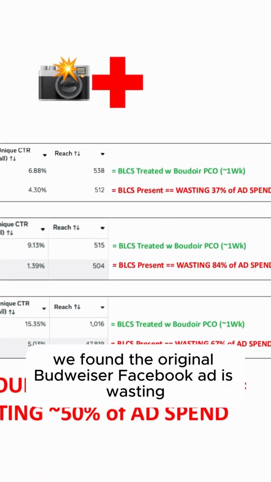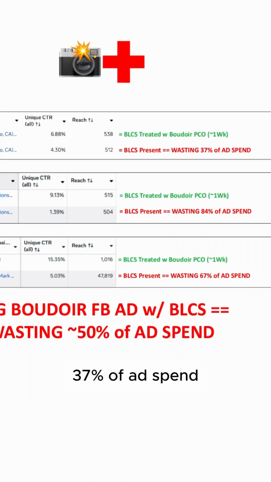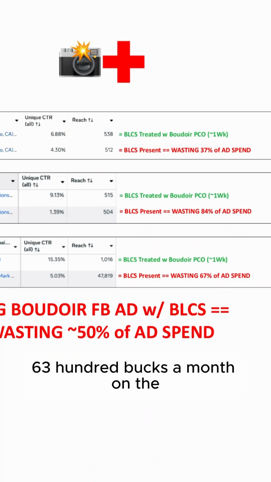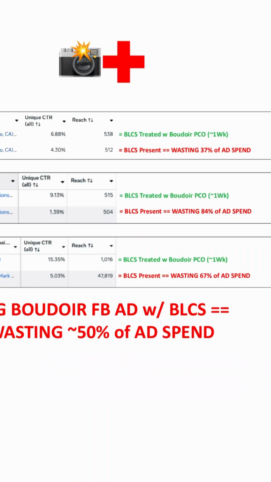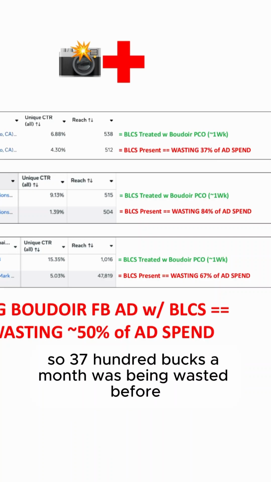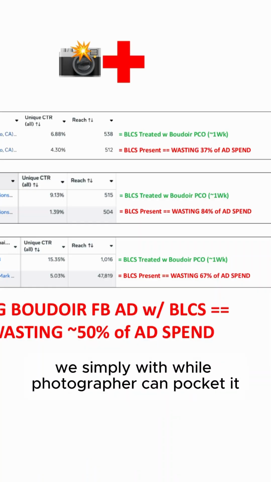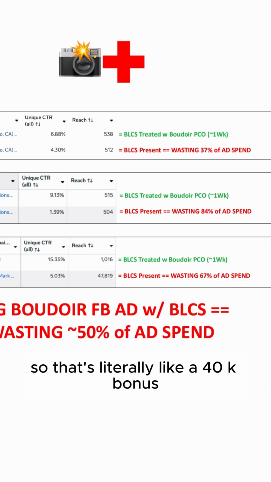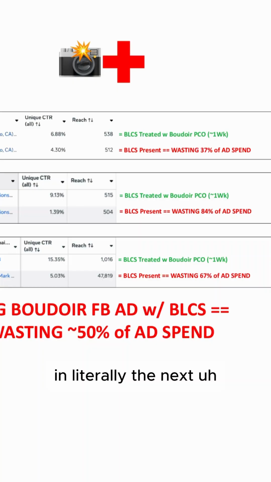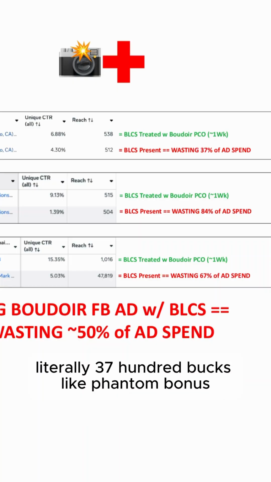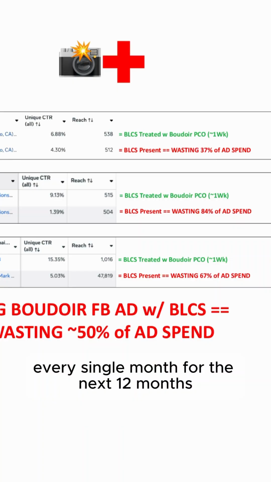So we found the original Boudoir Facebook ad is wasting 37% of ad spend, which means if the original is spending 10 grand a month in Boudoir Facebook ad spend, now the Boudoir photographer only needs to spend $6,300 a month on the Boudoir PICO treated ad, and they will get the same number. They're adding to the same number of women's brains each month. So $3,700 a month was being wasted before. Now we don't even spend it. The Boudoir photographer can pocket it. So that's literally like a 40K bonus over the next 12 months. Literally $3,700 like a phantom bonus every single month for the next 12 months.